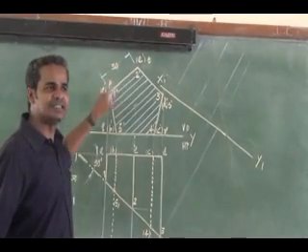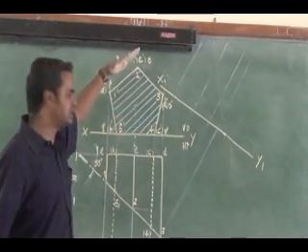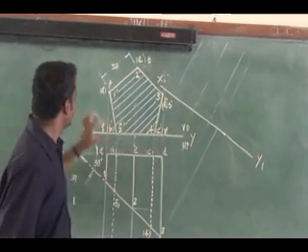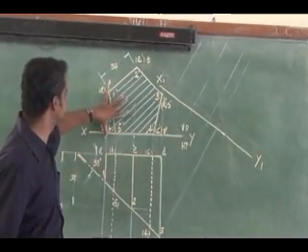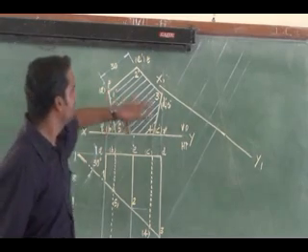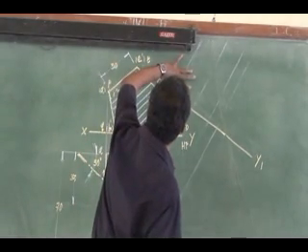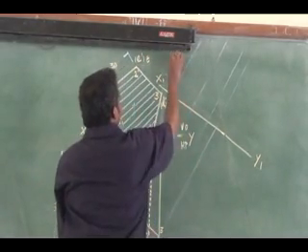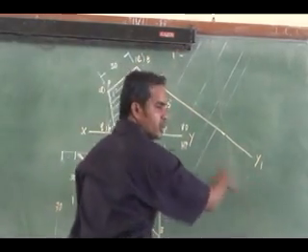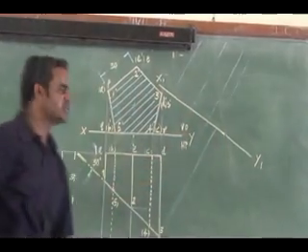The cutting point distances you measure from the old reference line, that is XY. What is the cutting point? One distance is this. This you can measure, and I can transfer it here. This is my cutting point 1. So from the new reference line, I have to transfer it.